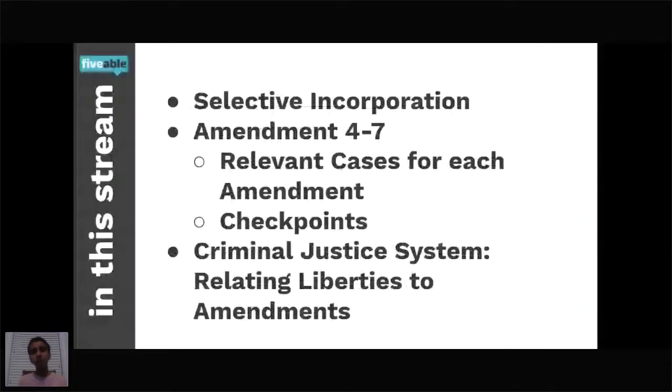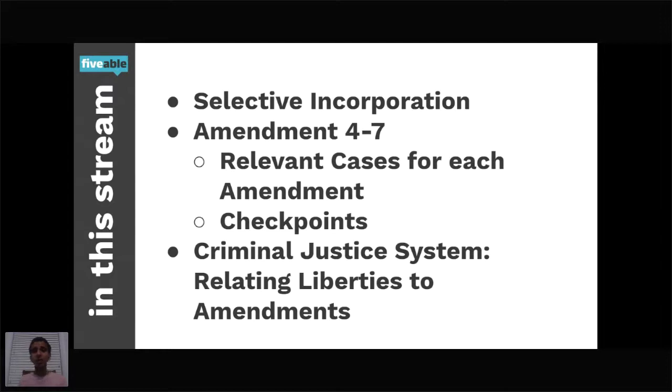A little bit at the beginning about selective incorporation, and we'll go through the College Board standards. I try to put everything that I can in my presentation that aligns with the College Board standards, because eventually that's what you're going to be tested on. So that's what I think is the most important. Then we're going to go through Amendments 4 through 7 and talk about some relevant cases for each of these amendments that you might see on your exam.